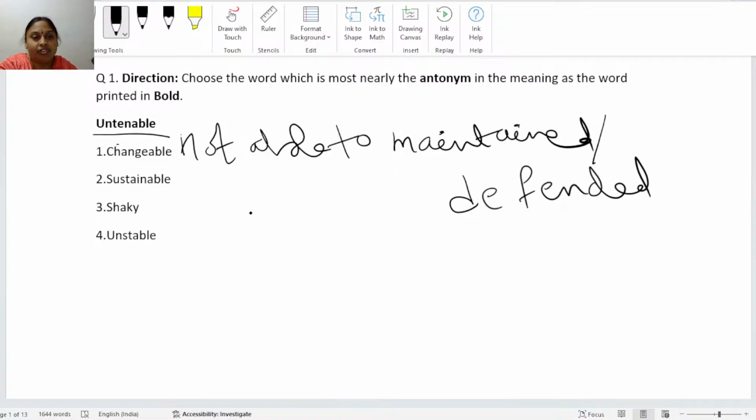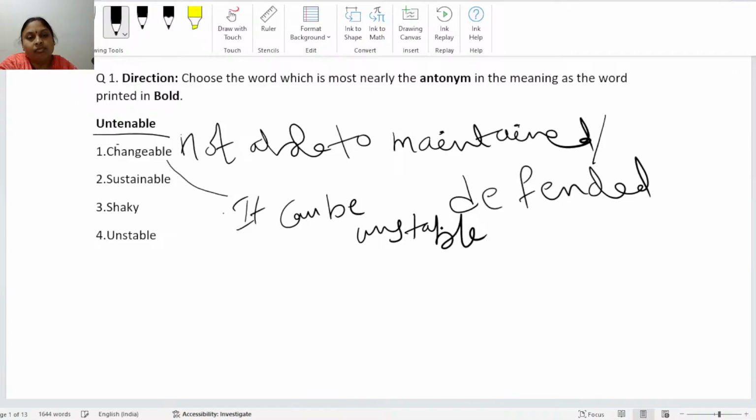So now we will go for changeable. The first option is changeable. What is the meaning of changeable? It can be unstable. The meaning of changeable is nothing but it can be unstable, so we are able to modify it. Next we have sustainable. Sustainable is nothing but it is going to maintain stably.